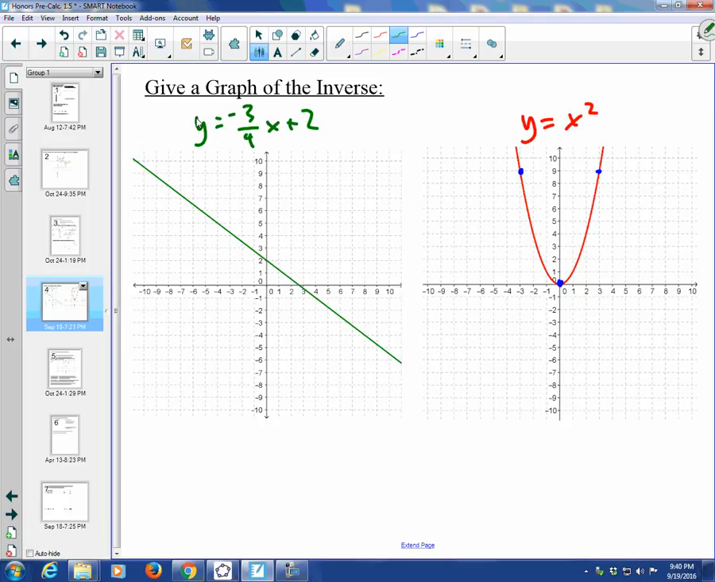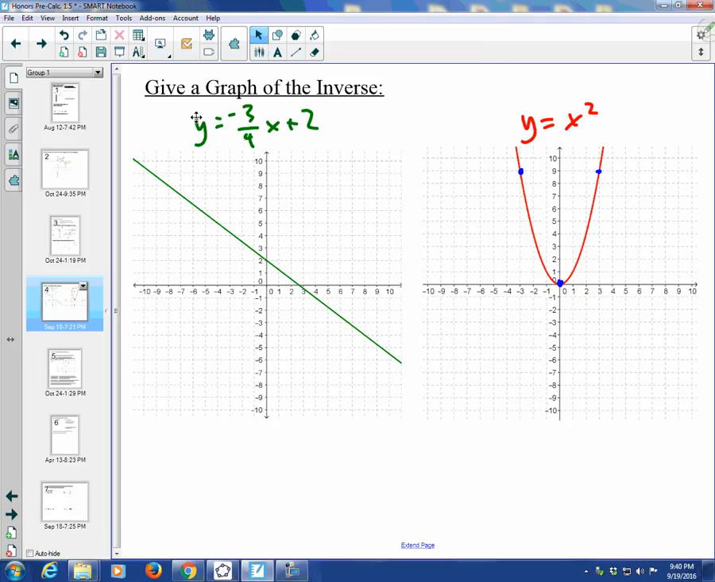And basically right here, what we should be seeing with the inverse is behavior that's happening along the y-axis for y equals x squared. Specifically, that symmetry to the y-axis now happening along the x-axis, right? So switching x and y values means that behavior along the y-axis should then happen along the x-axis.